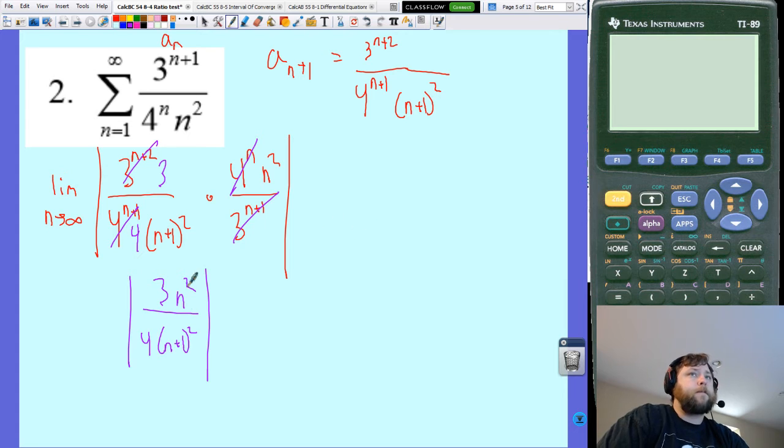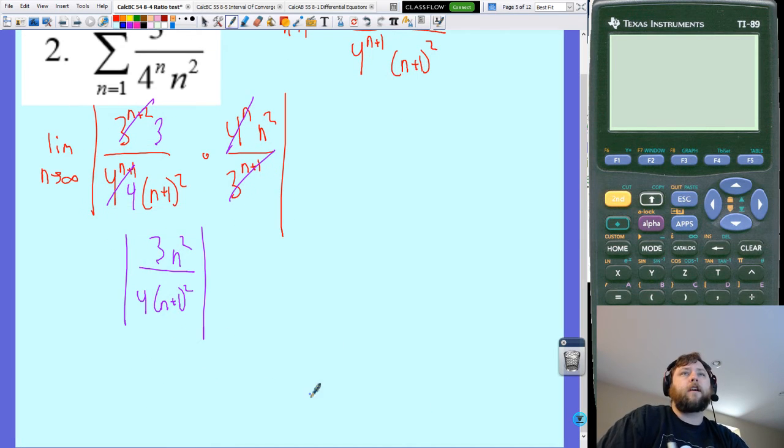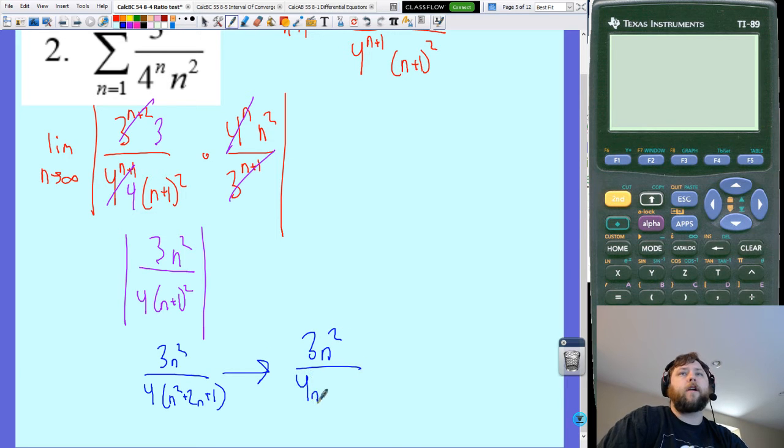All right. So let's L'Hopital's rule this. If you know the kind of pattern here, I can FOIL this out for you. A lot of you might be able to recognize what the answer is right now, but let's just FOIL out the n plus 1 squared. That's equivalent of saying 3n squared over 4 times n squared plus 2n plus 1. So what's going to happen if I distribute that? I'm just going to write the work here. 3n squared over 4n squared plus 8n plus 1.